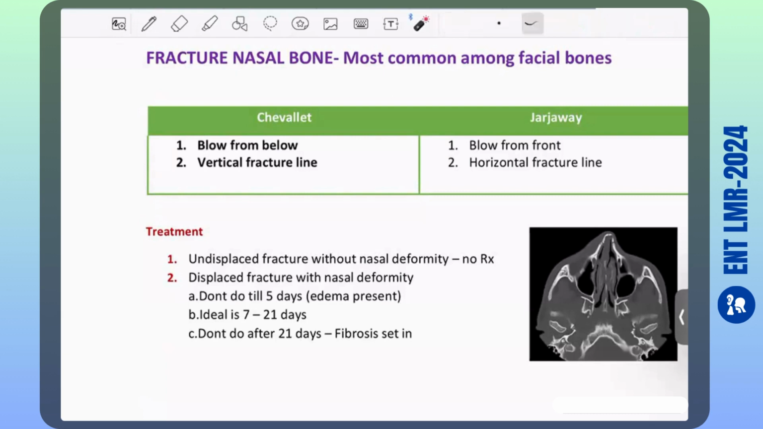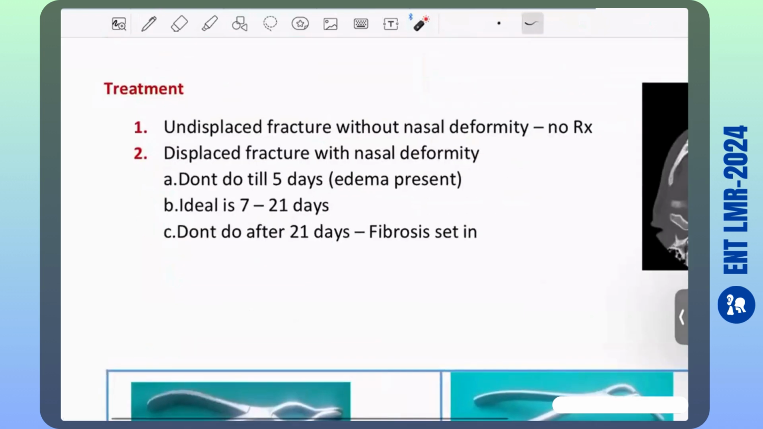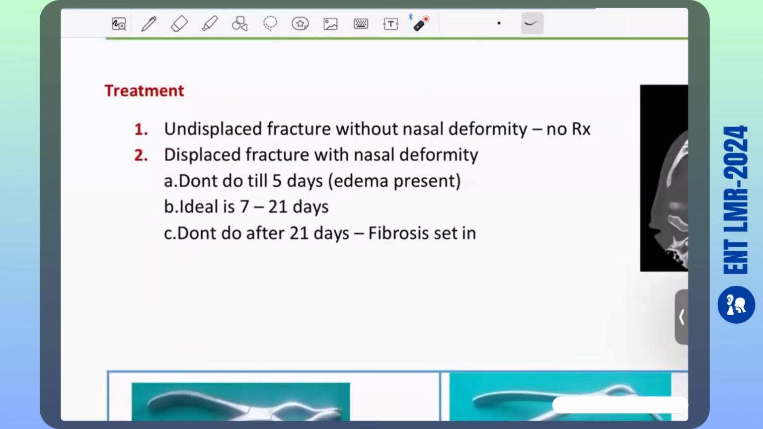Chevallet fracture, the blow is from below. It causes a vertical fracture line. Jarjavay fracture, the blow is from the front, horizontal fracture line. Okay. So blow from the front is Jarjavay fracture, from below is Chevallet fracture. Now look into this, very important. If the patient has a nasal bone fracture and comes immediately, you don't do surgery. Undisplaced fracture, no deformity, please leave the patient.